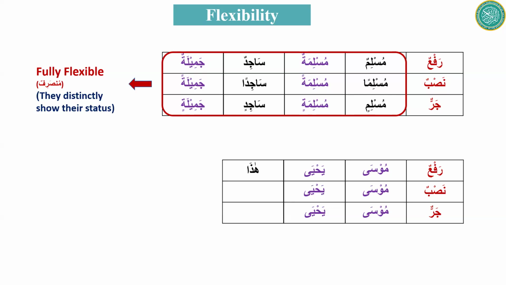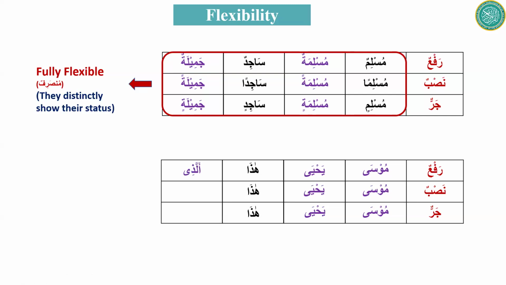What will the nasab of Haza be? It will also be Haza. How about Jar status? That will also be Haza. Haza is always Haza. Sometimes it will have Rafa status, sometimes nasab, sometimes Jar. But it never changes its shape. It never shows its status, like Musa or Yahya. Okay, thank you, Abdullah.